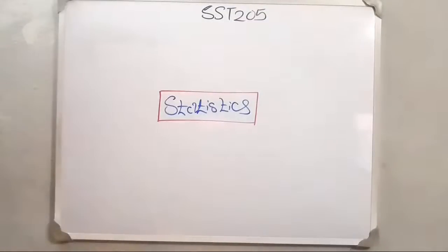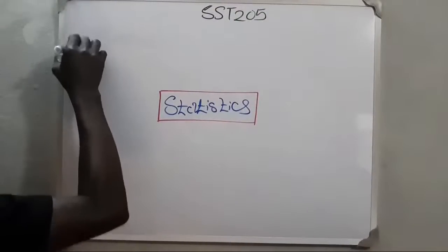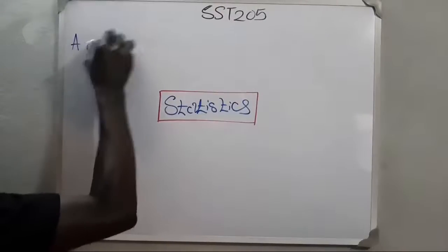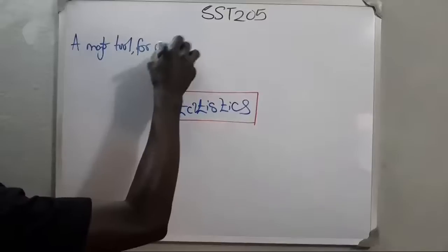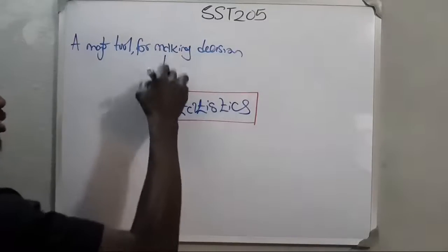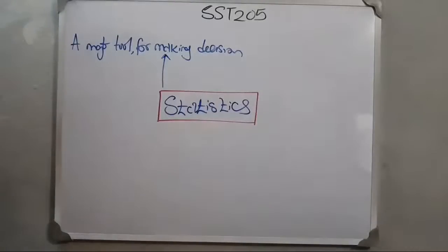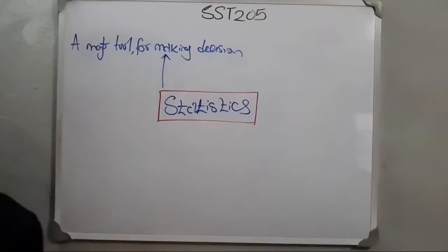Now, it's said to be what? A management tool for making decision. A management tool for making decision. Statistics is also said to be what? A scientific approach to presentation of numeric information.